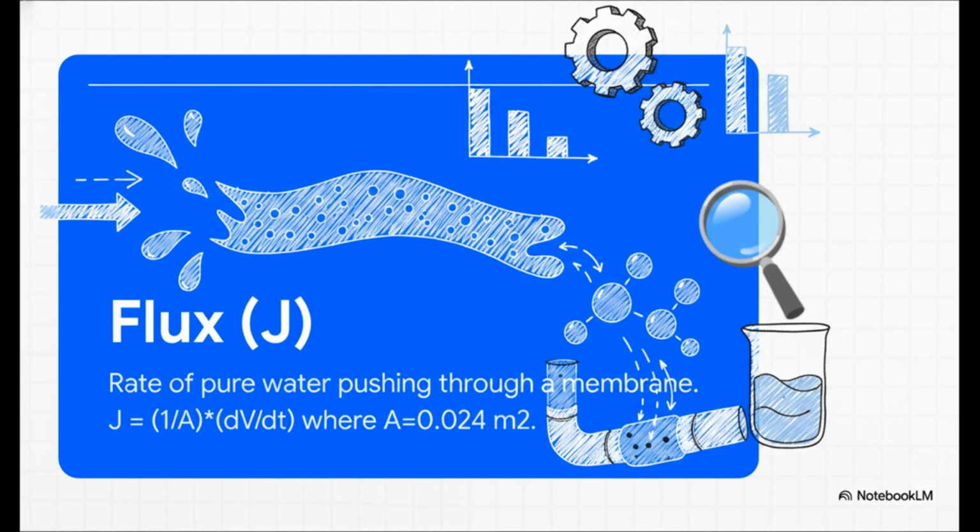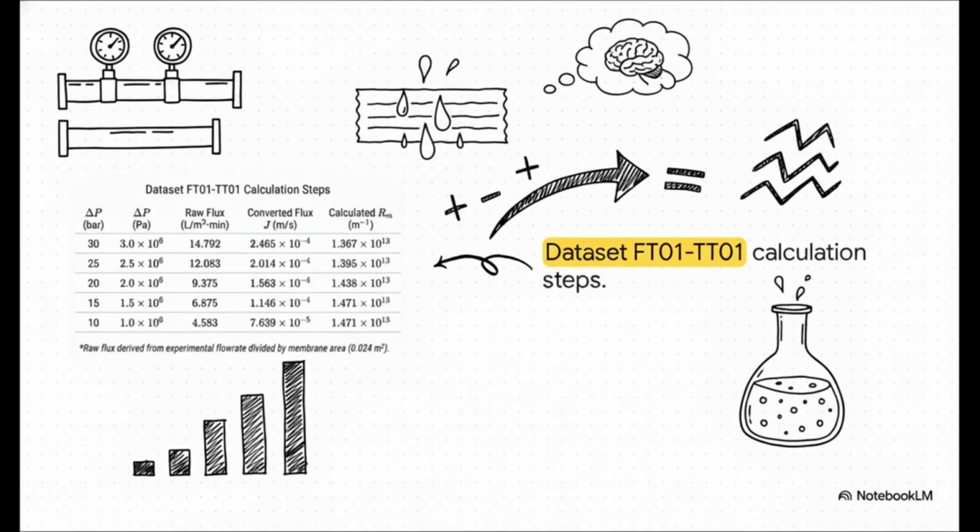In the practical session we're looking at today, our membrane area is exactly 0.024 square meters. Looking at the FTO1 TTO1 dataset, you can really see the math come alive. The formula takes raw differential pressure, which ranges from 10 to 30 bar, and converts it into raw flux, and eventually into calculated membrane resistance, or RM. For example, at a high pressure of 30 bar, we generate a really high raw flux of 14.792 liters per square meter per minute. It's just a perfect step-by-step mathematical conversion.